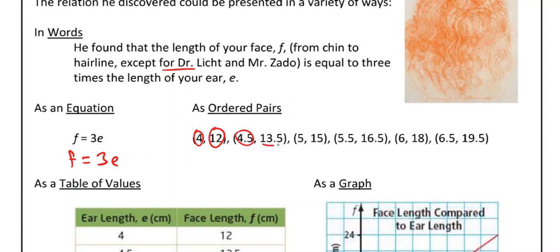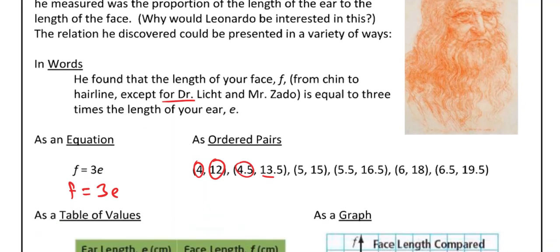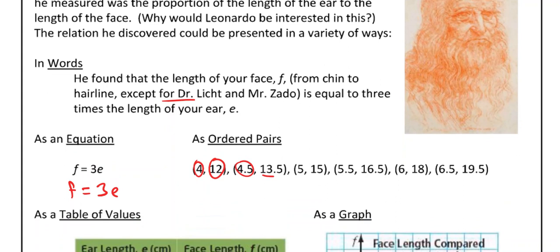4.5 would be multiplied by 3 to get 13.5, right? Each of these numbers is just being multiplied by 3 in this case, but that is their relation, right? You could say that for any length of your ear, you could always figure out the length of your face.